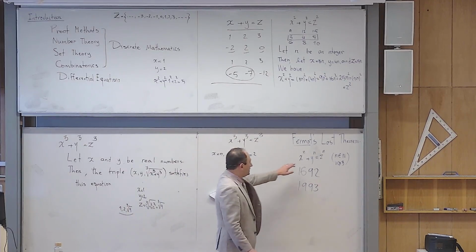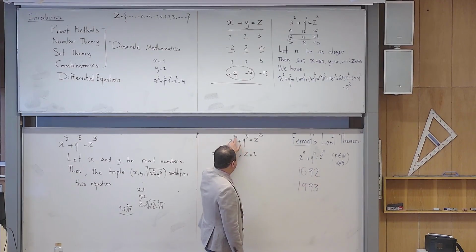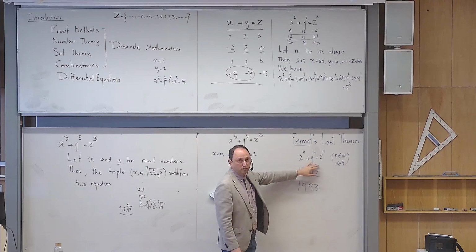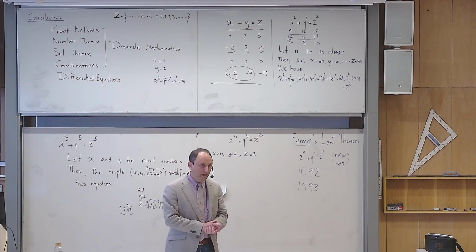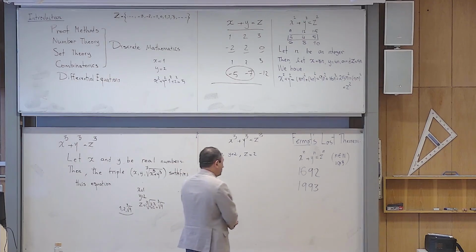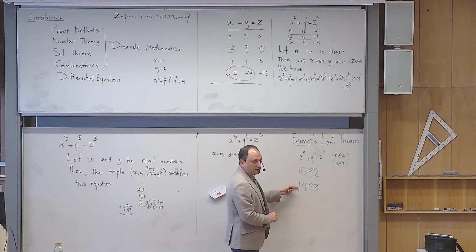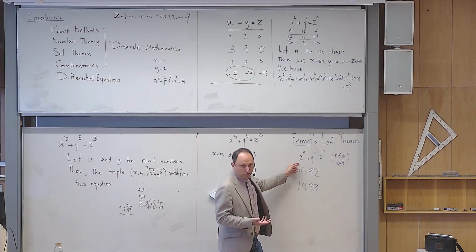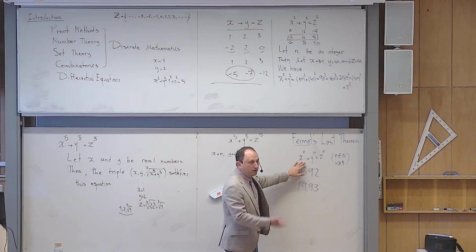So he claimed this, not just for this case, but for power 4, power 5, power 6, and onwards, no one can find a triple of natural numbers that satisfies this equation. I want you to feel that this is still a big claim. Yes? Okay. And then it took mathematicians 300 years to finally prove that he was right. Okay? So he was right. But before 1993, this was an open problem.